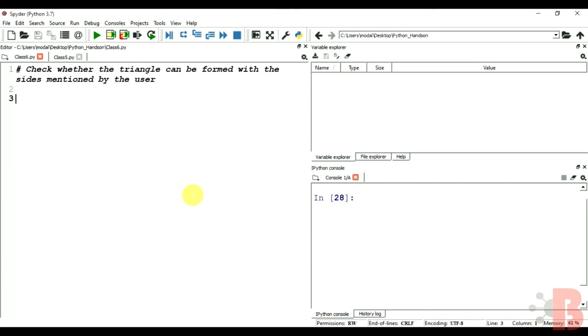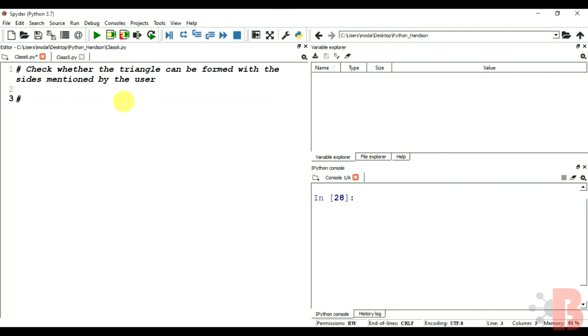Hello everyone, in this video we are going to learn to check whether a triangle can be formed with the sides mentioned by the user. That means we'll have to capture the sides mentioned by the user and check whether a triangle can be formed or not.